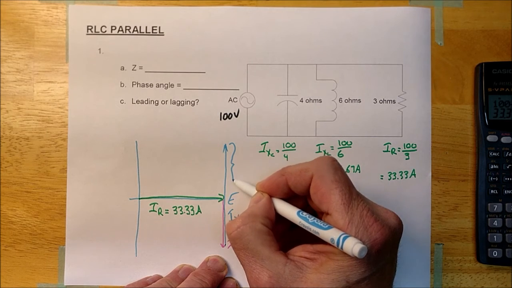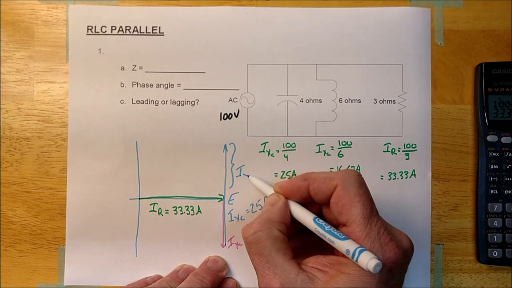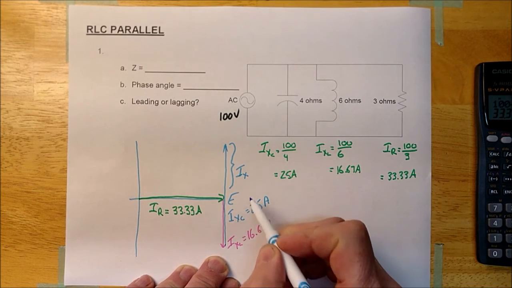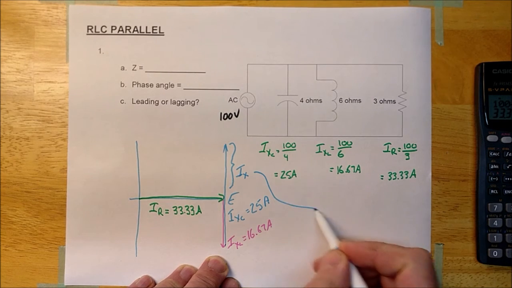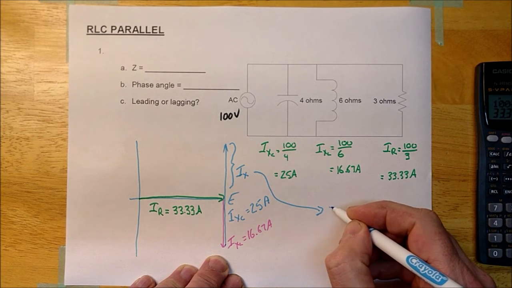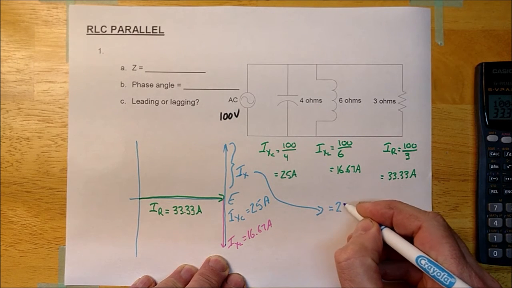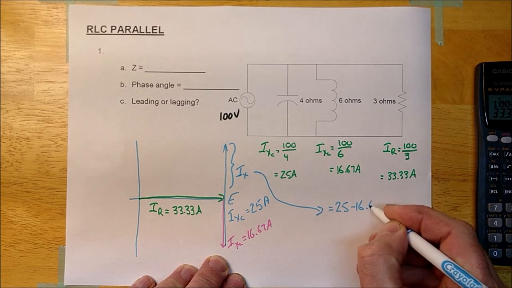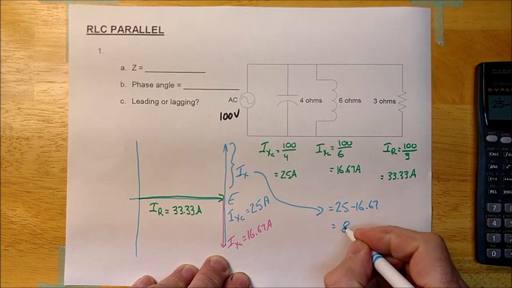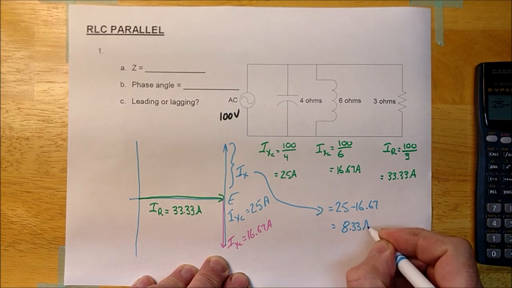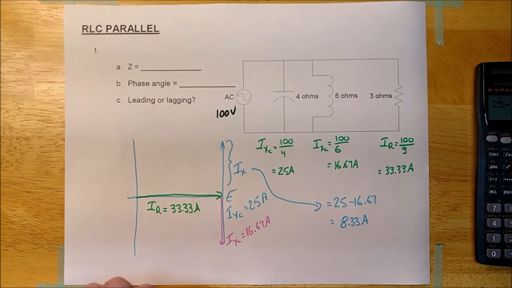This business here, we're going to call IX, okay? And it is the difference between IXL and IXC. I can't fit it in here, so we'll do it right over here. IX is going to be equal to 25 minus 16.67. 25 minus 16.67 equals 8.33 amps.